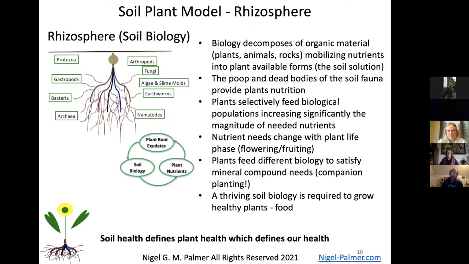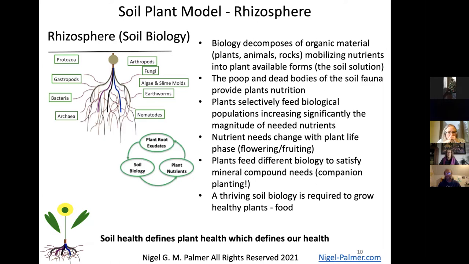Plants that like to grow with other plants are probably feeding similar aspects of the soil biology that actually increase the amount of nutrients that both plants are getting. This is when we come up to the idea that 1 + 1 does not equal 2, but 1 + 1 equals 10. As we get into exponential improvements in situations by the addition of simple ideas within the soil structure. So the bottom line here is that a thriving soil biology is required to grow healthy plants.